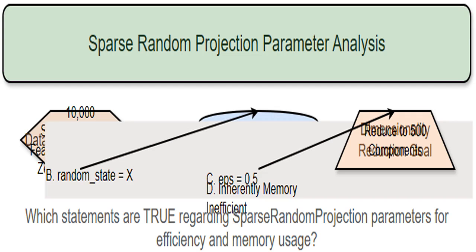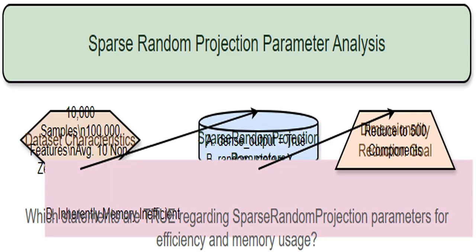EPS is a parameter that controls how sparse the projection matrix is. A higher EPS value means a sparser matrix, resulting in faster computation. The trade-off is that some information might be lost in the process. It's a balance between speed and accuracy.